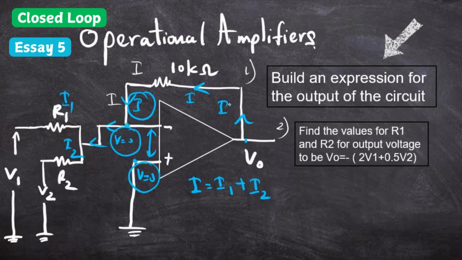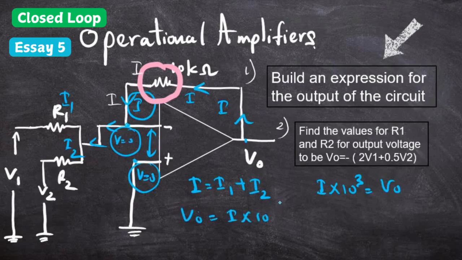Then we can find an expression for V out. It's basically the potential difference across this 10 kilo ohm resistor. Let's apply V equals IR for this. So I into 10 to the power 3 ohms equals V out. So V naught equals I into 10 to the power 3. Then we can connect this I from I1 and I2. So I1 plus I2, into 10 to the power 3, equals V out.